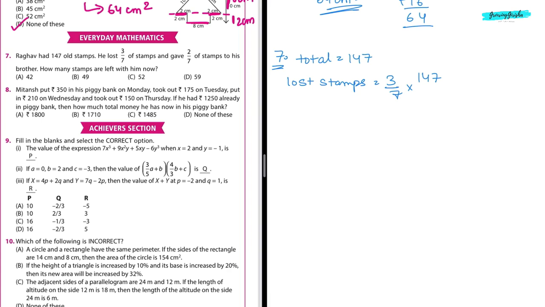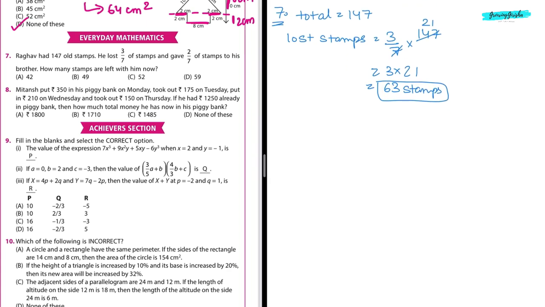We can reduce it to its lowest form. 7 1 is 7, 7 2 is 14, 7 1 is 7. 3 into 21, that is 63. He lost 63 stamps and gave 2 upon 7 of stamps to his brother. To his brother, he gave 2 upon 7 of the 147 stamps he had. 21 to the 42. He gave 42 stamps to his brother.